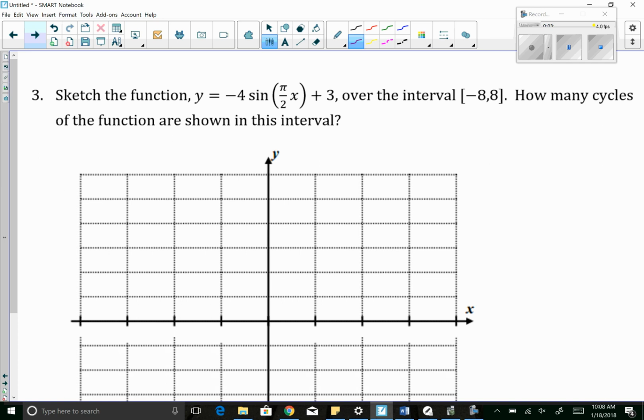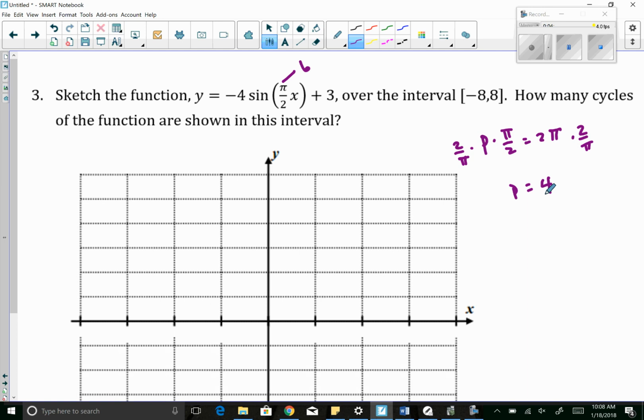Number 3 says to sketch this over the interval from -8 to +8. Again, that's just telling us what the interval is. So first, when you're given an equation, you have to remember that you need to know what the period is. So the frequency in this case is pi over 2. So I'm going to say the period times pi over 2 equals 2 pi, multiplied by 2 over pi. So the period in this case is going to be 4.